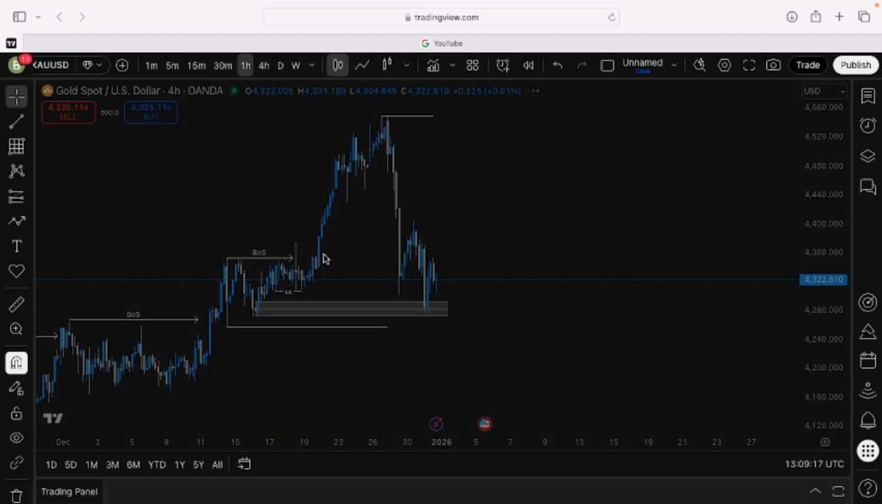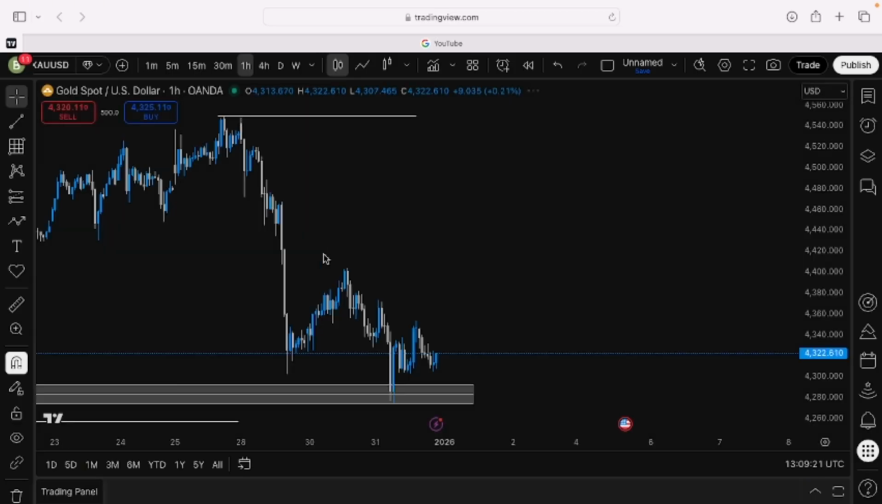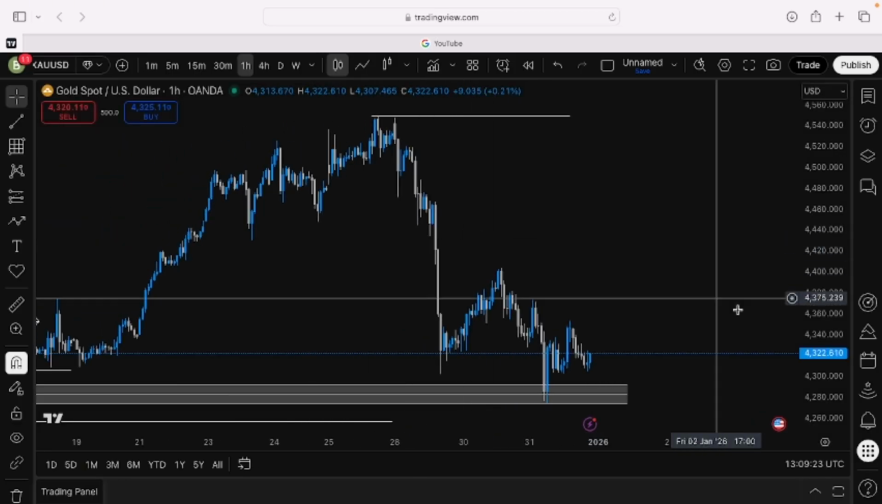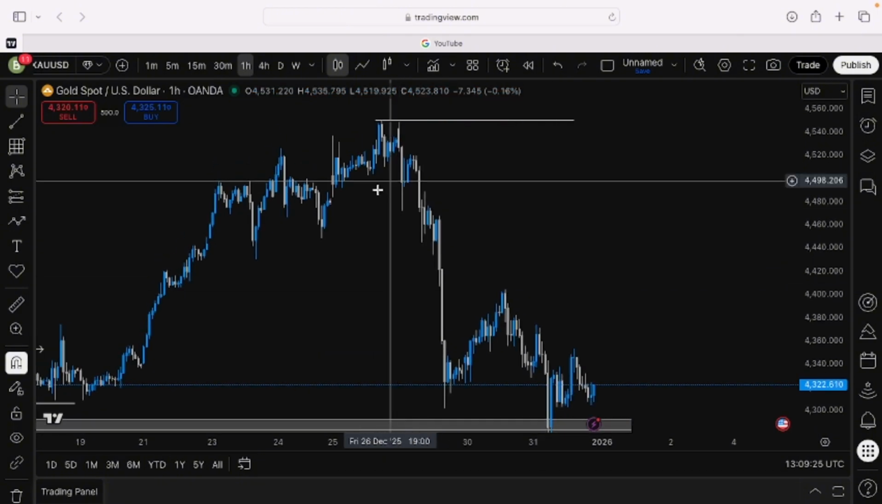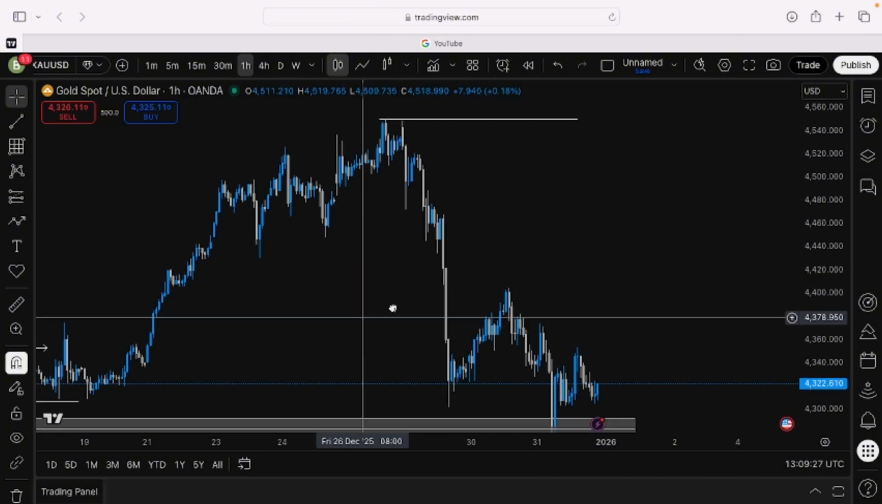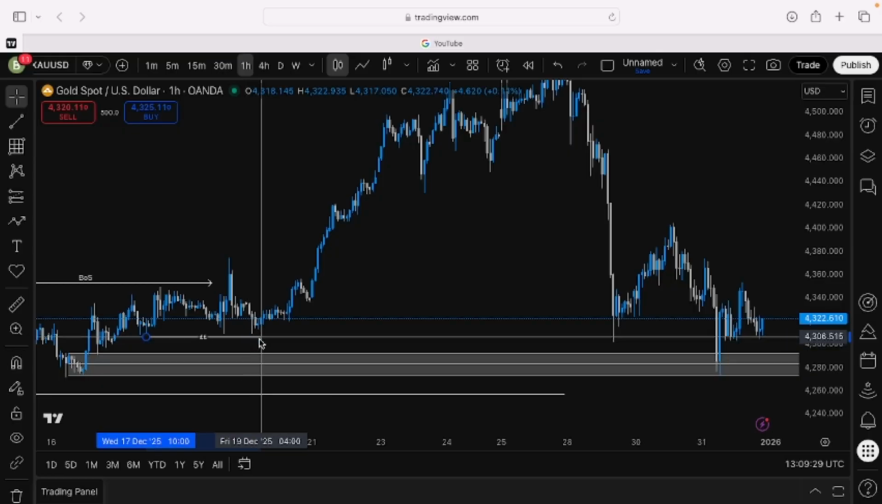So now we can move over to the 1 hour time frame, try to see if there are areas that we left behind. So as you can see right here, there were some opportunities to take the market to the downside. I'll show you how to do that in a minute.